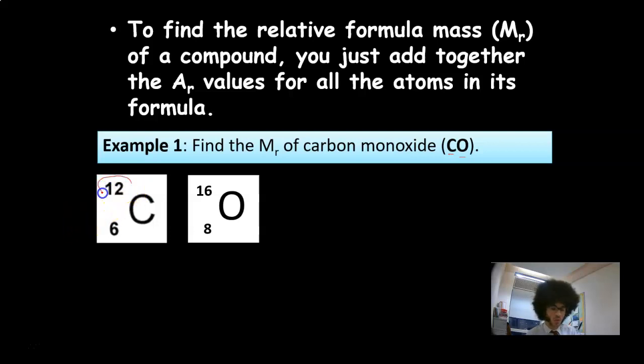Carbon's got a mass of 12 and oxygen's got a mass of 16, or AR if you like. So to work out the MR for this particular molecule, I would do 12 plus 16, which gives me 28, and that is your MR. Done. Okay, so that's a relatively straightforward example.